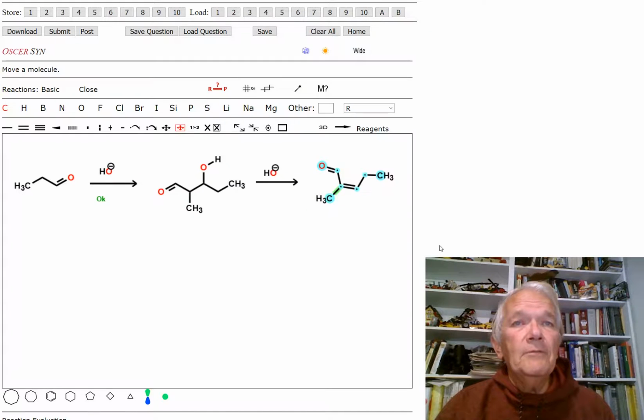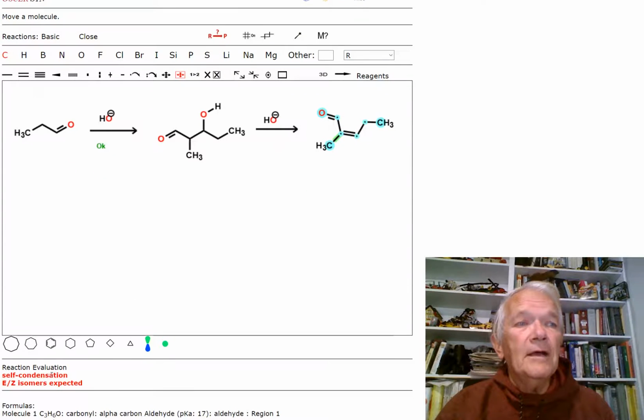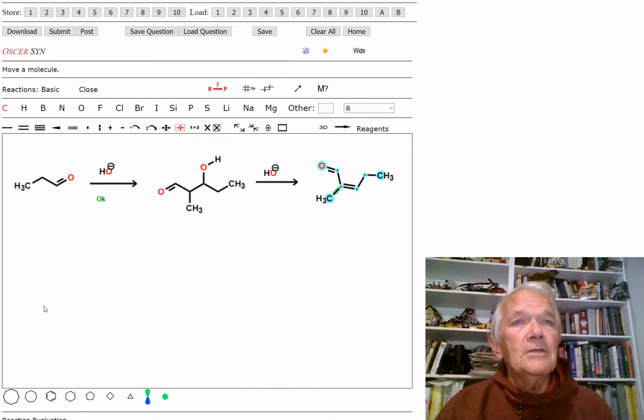Now, if you look down here, Oscar's giving you some notes. It says this is a self-condensation. The molecule's reacting with itself. And it says E/Z isomers expected. And this is a problem in these reactions, of course, that you're actually getting two isomers here. And when Oscar does this reaction, one of them, somewhat arbitrarily, is drawn. In fact, if you do this reaction more than 10 times, you may get the other one showing up part of the time. So it gets a mixture, and that's just something you're going to have to be aware of.